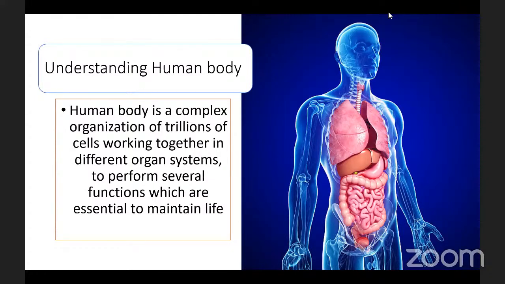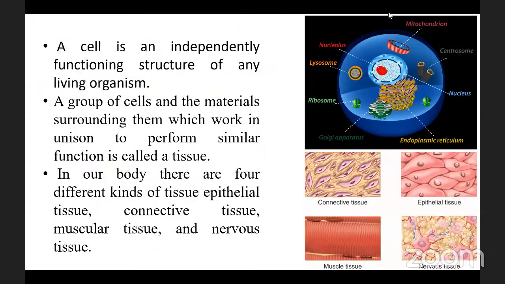Each cell is a basic unit of our body, and when some cells which are performing similar activities come together and perform some activities which are useful to the body, that group of cells is called a tissue. And in our body, there are 4 different kinds of tissues: epithelial tissue, connective tissue, muscular tissue, and nervous tissue.